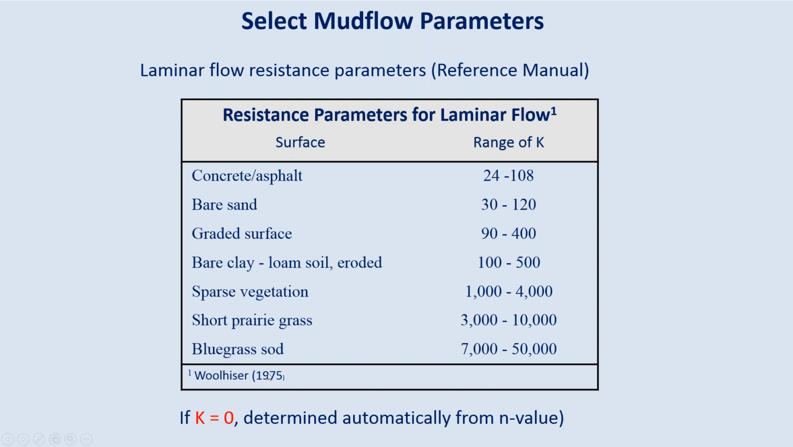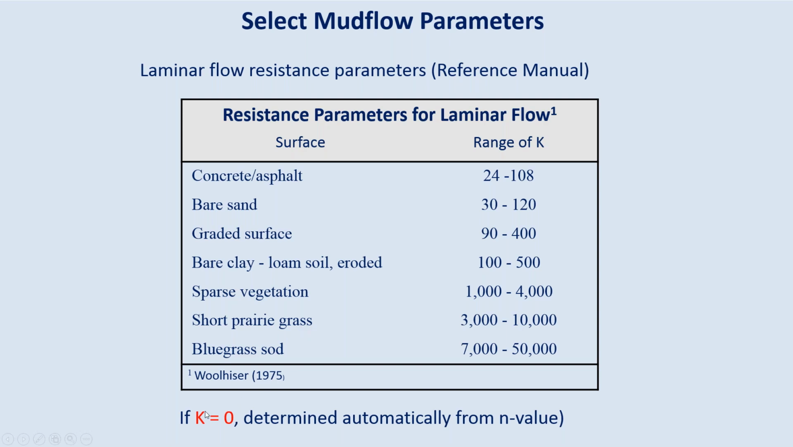This was based on some research that Woolheiser did. He was at Colorado State University when he was there, but he did this research in 1975. I came along in 1978, but he was there. He was a really tall, lanky guy. And he was doing a lot of analysis in the flume. And so he derived these different laminar flow coefficients.